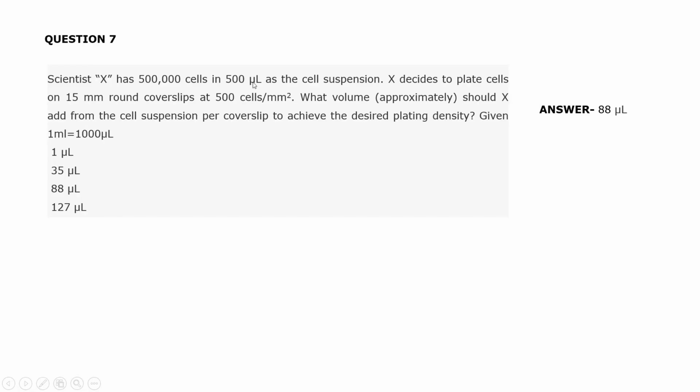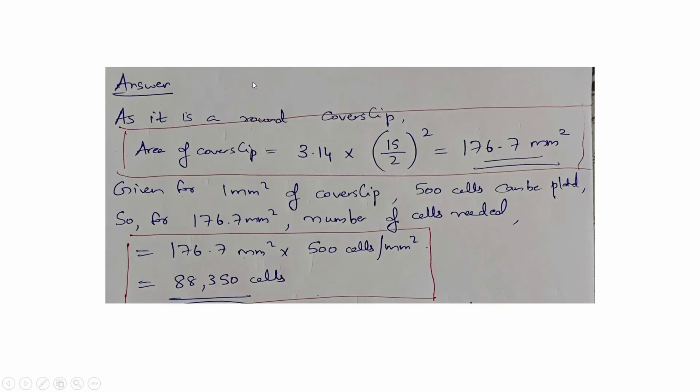It has been said that the cell density is there. If you are comparing 1 millimeter square of that cover slip, 500 cells can be plated. It means 500 cells should be the maximum that should be plated or present there. So you know the overall area of the cover slip, and in each 1 millimeter square area, 500 cells should be plated.